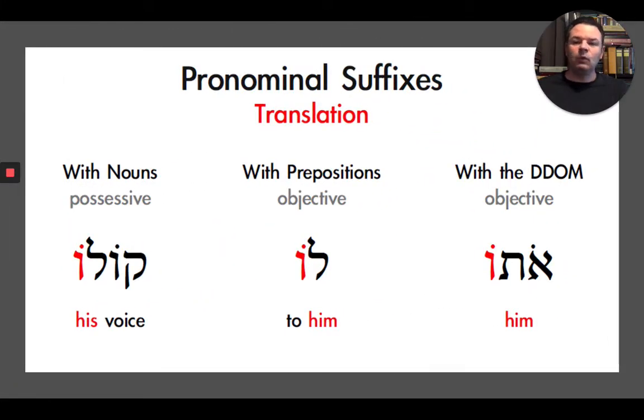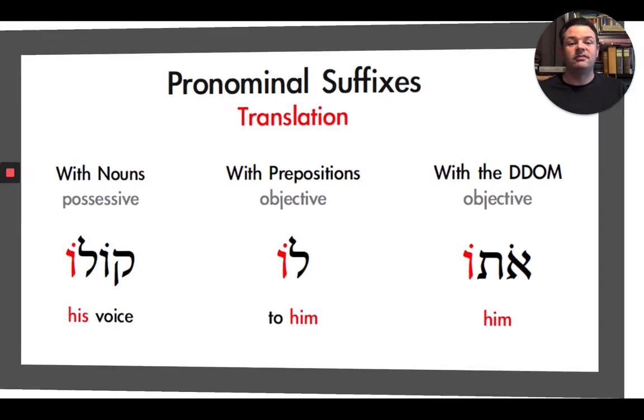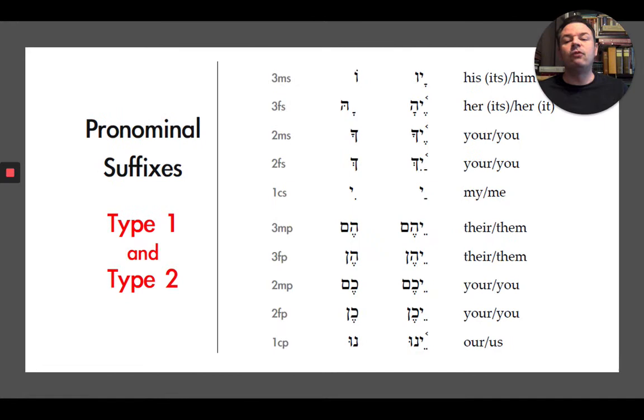With the noun, this word is kol, the qof, the holam waw, and the lamed, meaning voice. But if you wanted to say his voice, you'd say kolo. That holam waw at the end means his. But that holam waw, if it's objective and used with a preposition, means him. So with the lamed preposition meaning to, toward, or for, it's to him. And with the direct object marker, it just means him. So we'll look at what these forms look like.